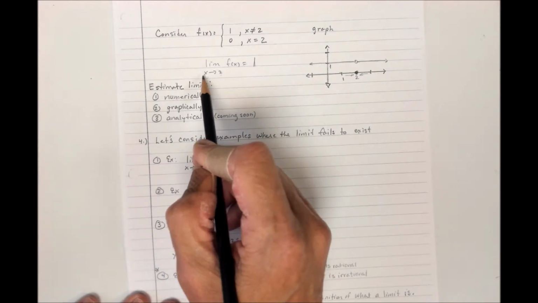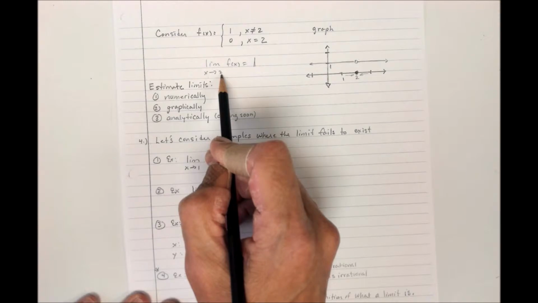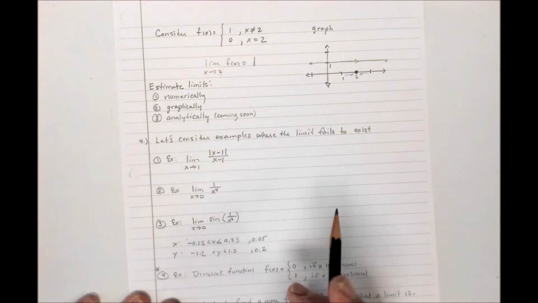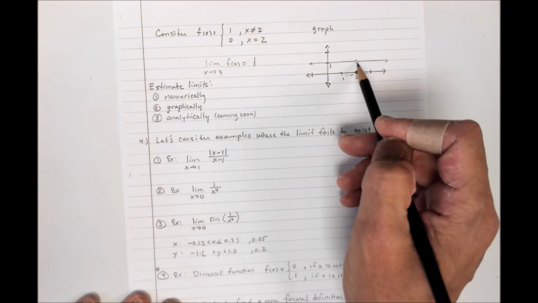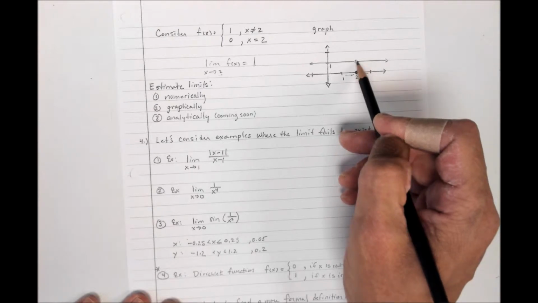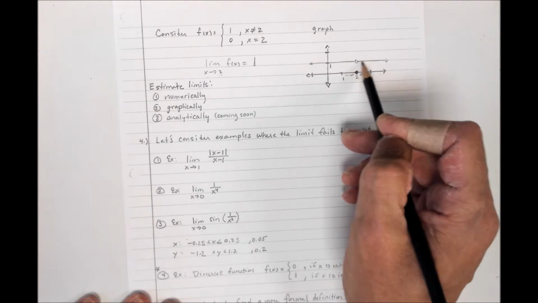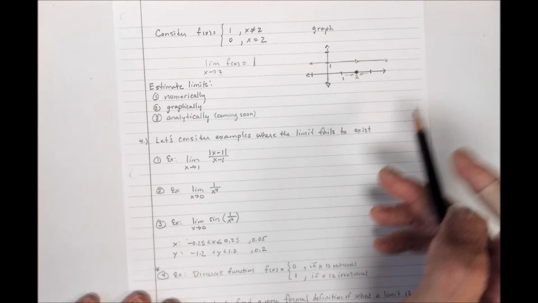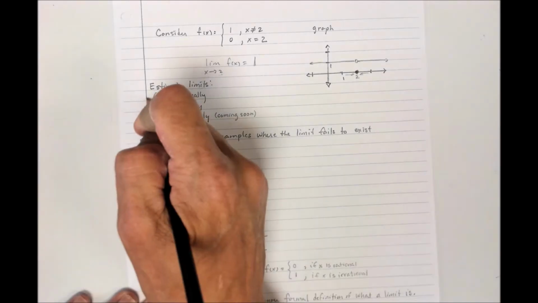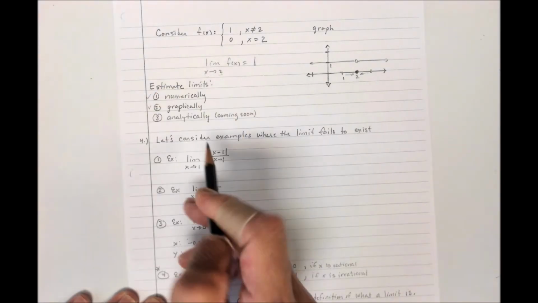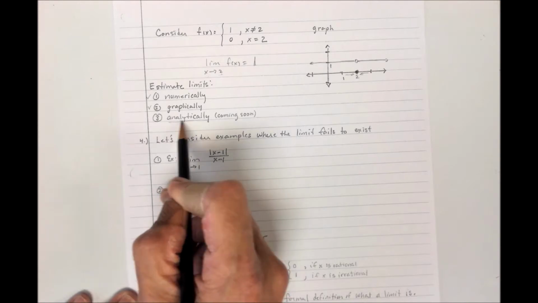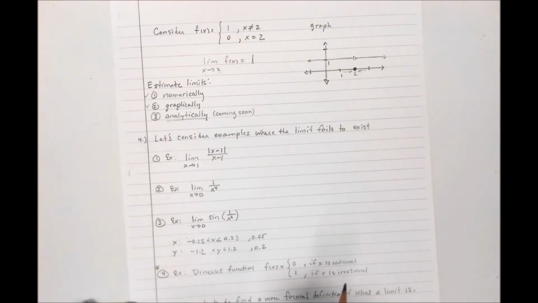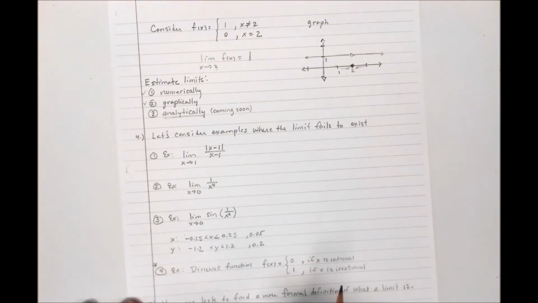In this problem, c is 2. As x approaches c, as x approaches 2, the function does not even have to exist. Here it existed, it just wasn't a part of the horizontal line here. So we can do this numerically, we can do this graphically, and pretty soon, that's not yet, we're going to be able to do this analytically as well. So there's 3 approaches to estimating limits.